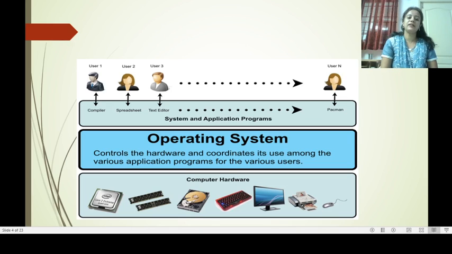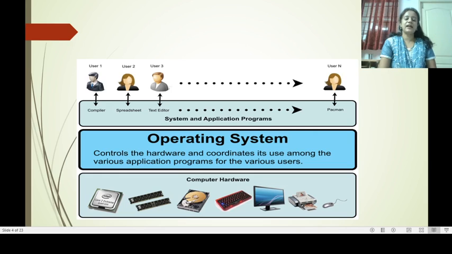It acts as an agent between these two, because the user cannot understand the machine language and the hardware cannot understand the language of the user. Someone should be there to communicate in between. That act is done by the operating system. The operating system provides an environment for the execution of programs in an efficient manner.